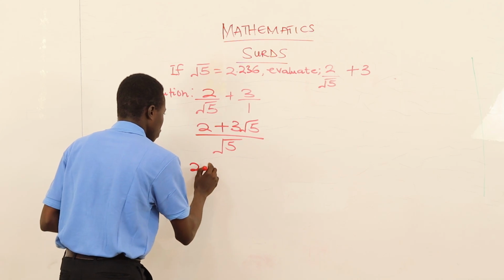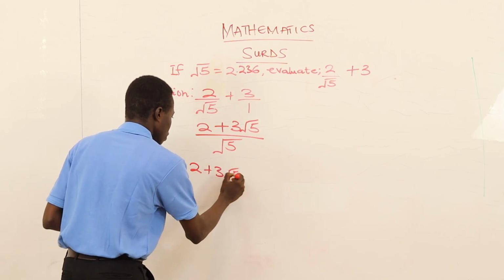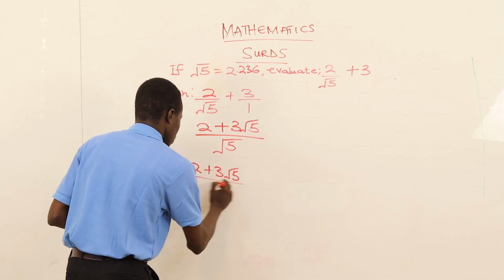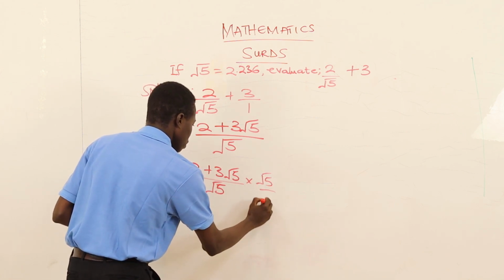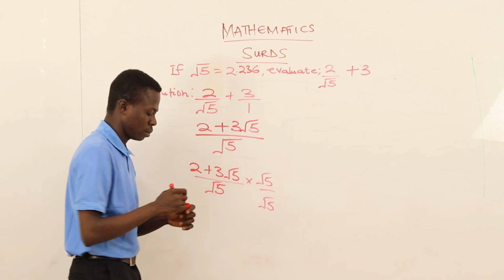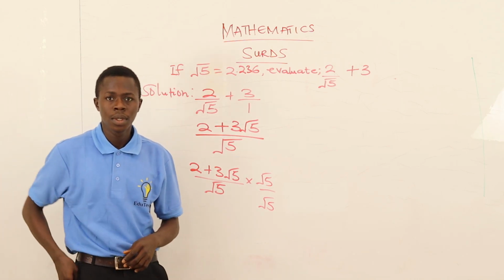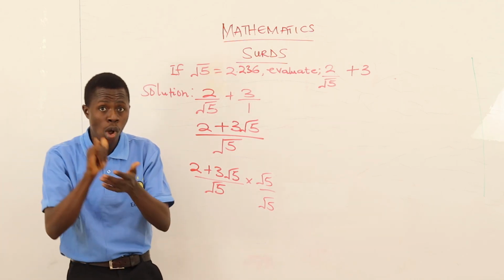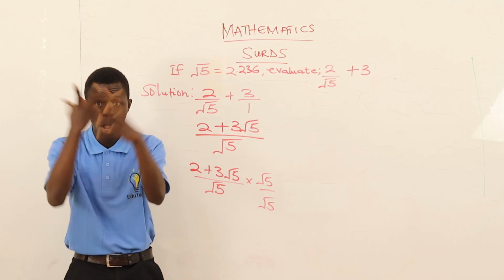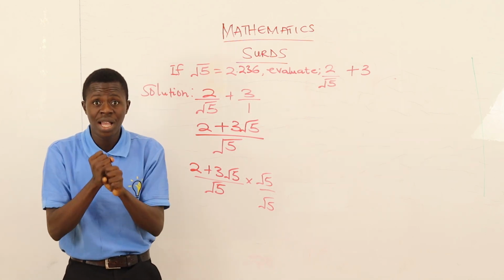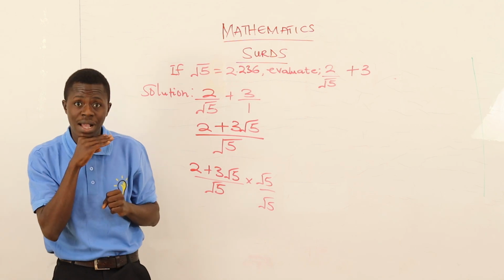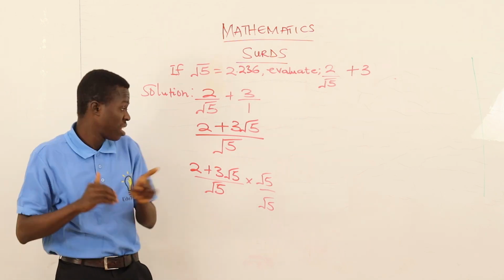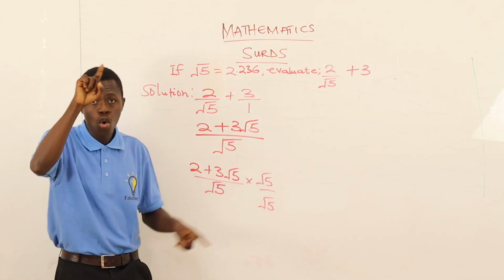So we are going to have (2 + 3√5) divided by √5. Then we multiply the numerator by √5 and the denominator by √5. And you know that when the denominator, √5 multiplied by √5, the answer will give us (√5)².